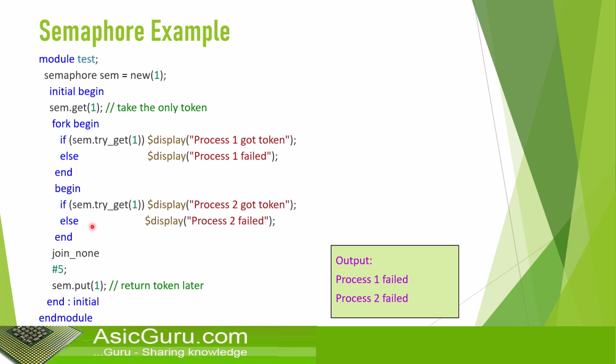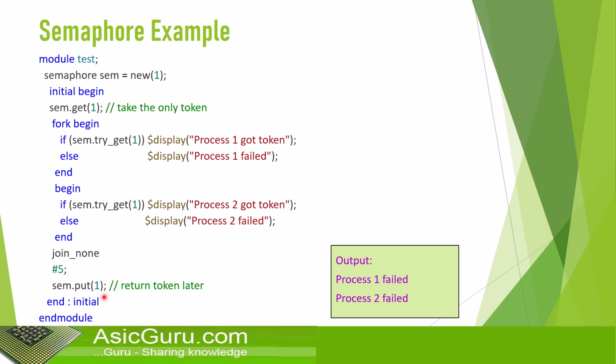And now in the second process also we are using this try get statement, and because the keys are not available, again it fails due to unavailability of keys. So the output would be process 2 failed. Now outside this fork join, after a delay of 5 time units, we are returning the token, the key, back to the semaphore.